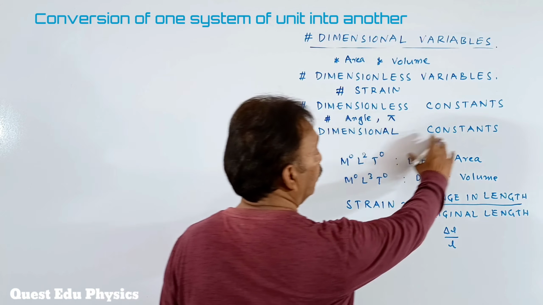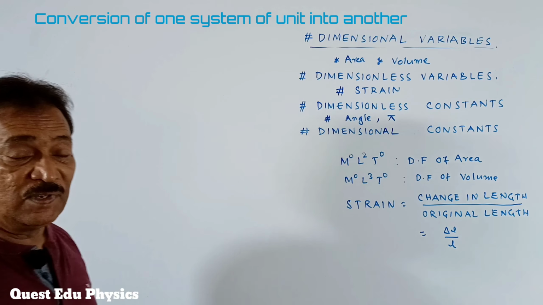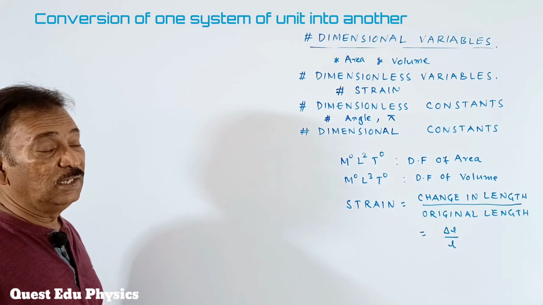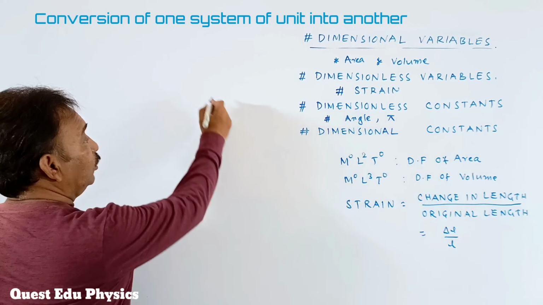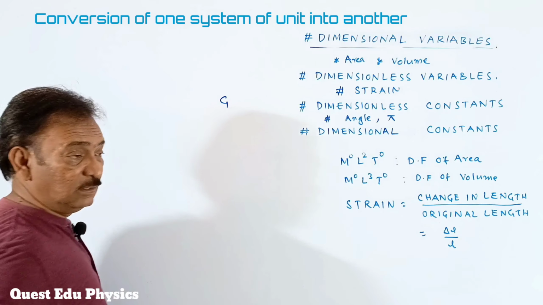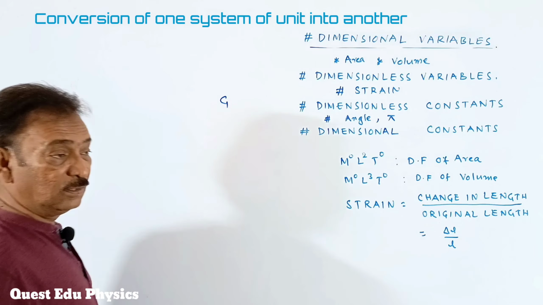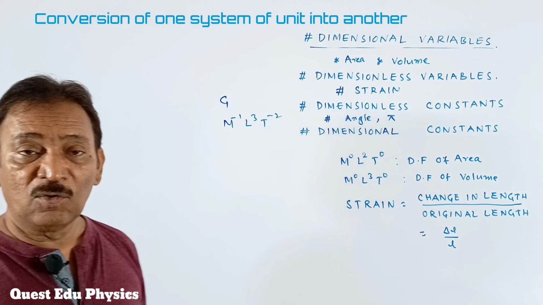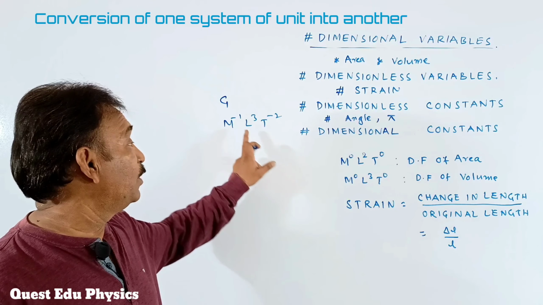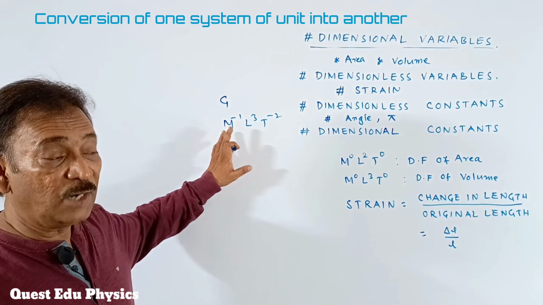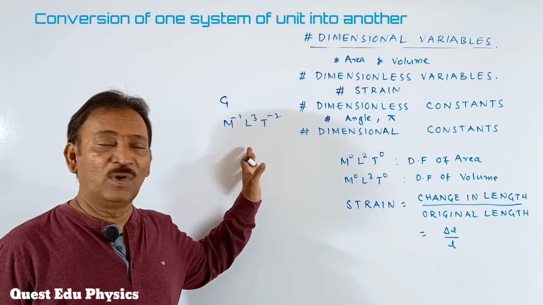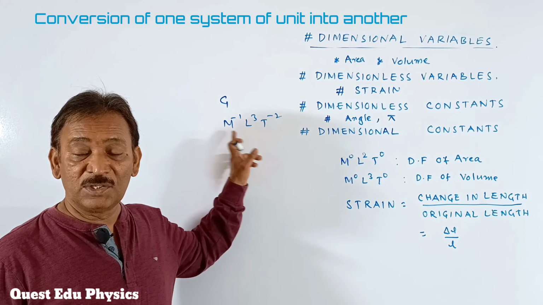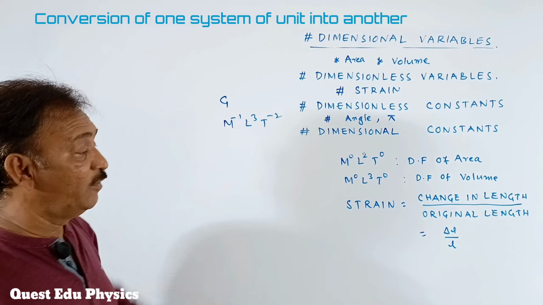And the final one, dimensional constants. In the previous class, we talked about dimensional constants like the universal gravitational constant. I told you it has a dimensional formula of M^-1 L^3 T^-2. It is one of the physical quantities which has a negative dimension of mass, students. In entire mechanics, we have only one physical quantity which has a negative dimension of mass. It is the universal gravitational constant.